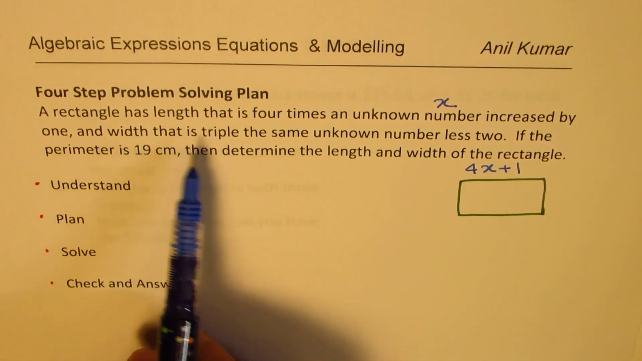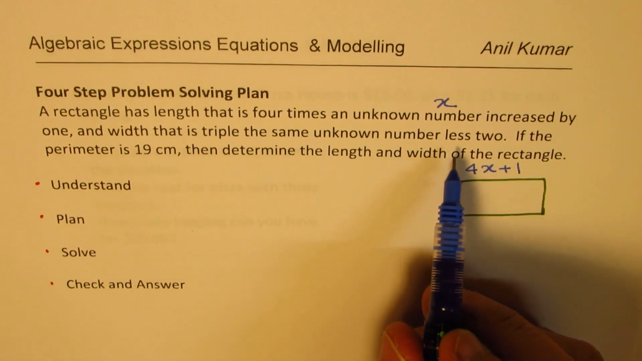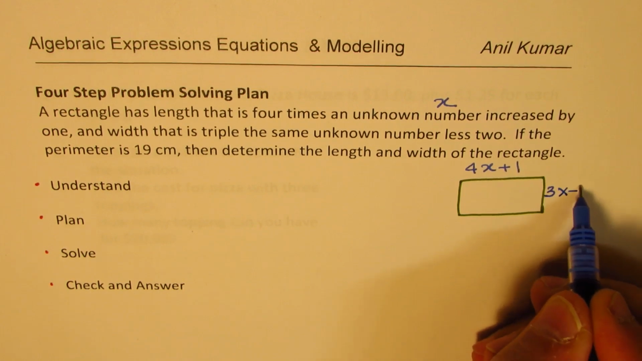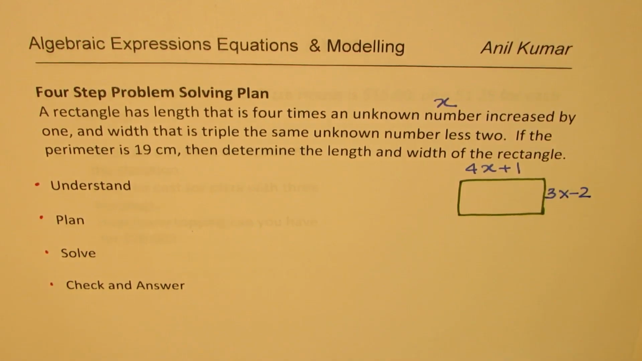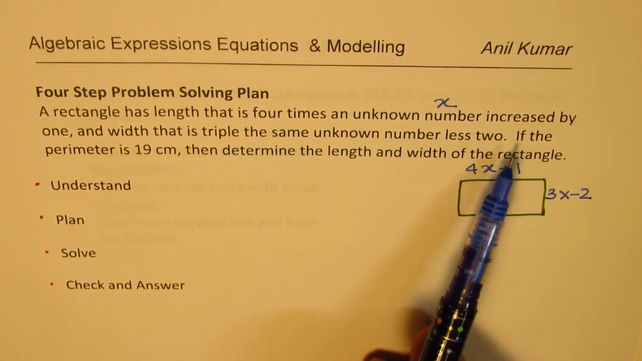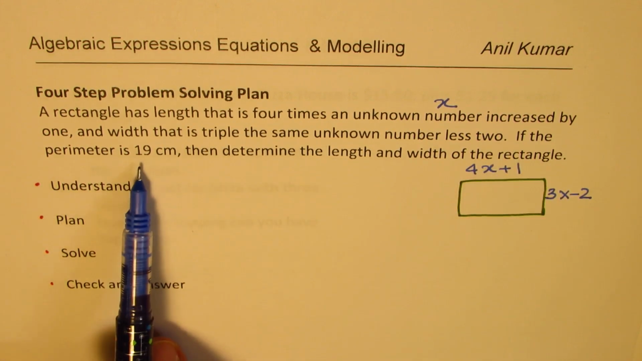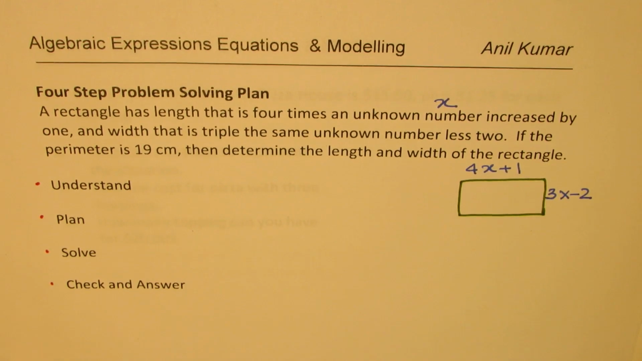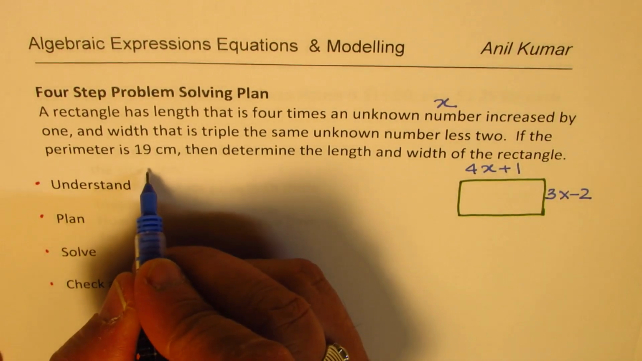And the width, that is triple the number less 2. So that is triple the number less 2. That becomes the width. Clear? So that is how we are going to understand our question. Now the question is, if the perimeter is 19 centimeter, then determine the length and the width of the rectangle. Okay? So always start with the let sentence.